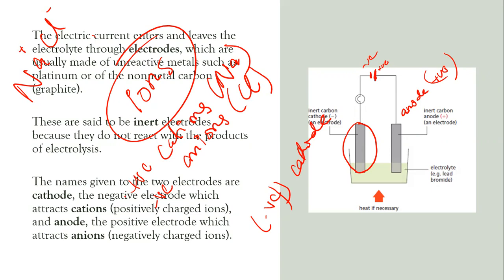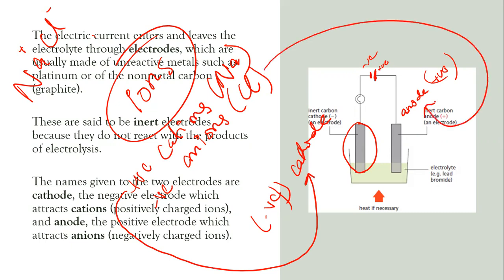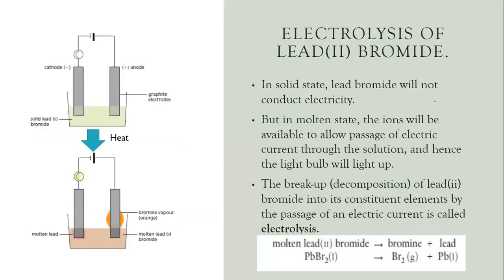So what's going to happen is that the positive charges, the cations, will go towards the cathode, and the anions that have the negative charge will go towards the anode. That is why they have been named in such a way. So negative anions go to the positive anode, because opposite charges attract each other. Positive cations go to the negative cathode. So this is the basics of electrolysis that you need to know.